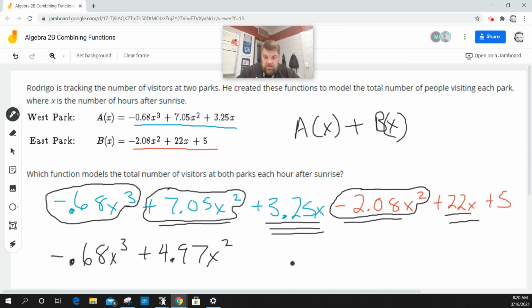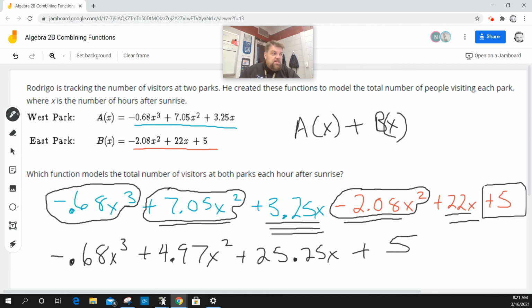Okay, next, x to the first power. I don't need a calculator for that. 22 plus 3.25 is 25.25 x. And then lastly, all by its lonesome, is the constant 5.